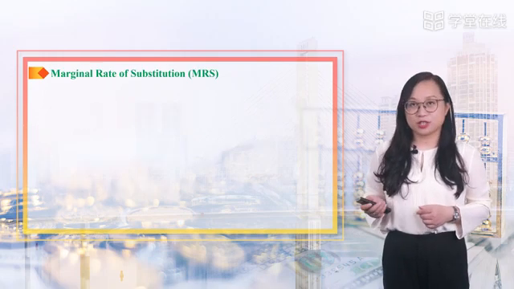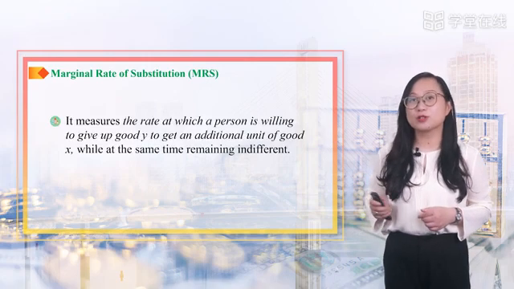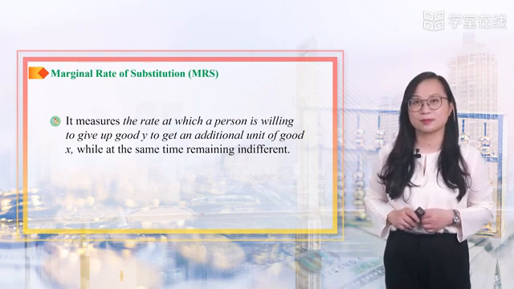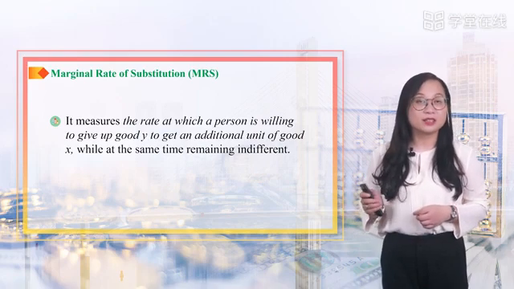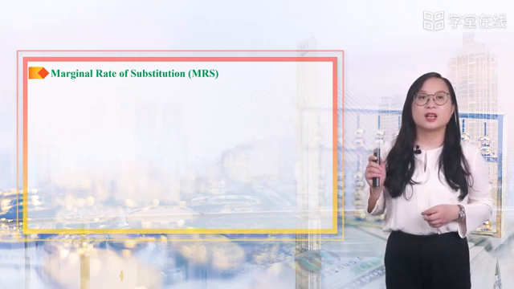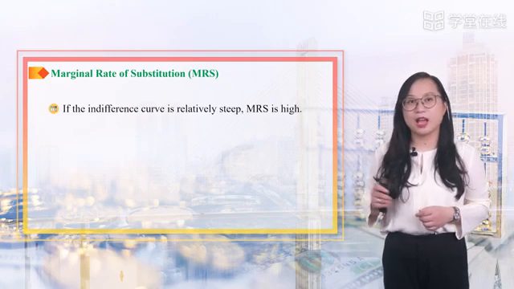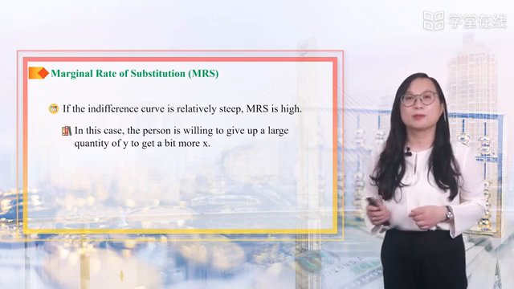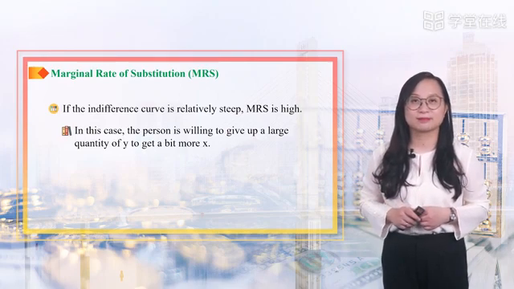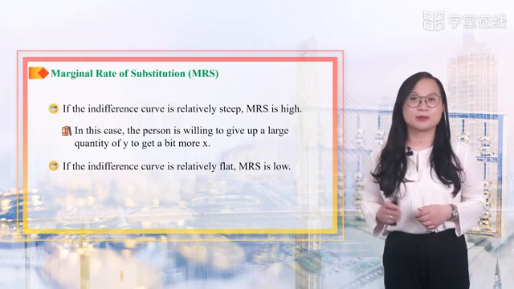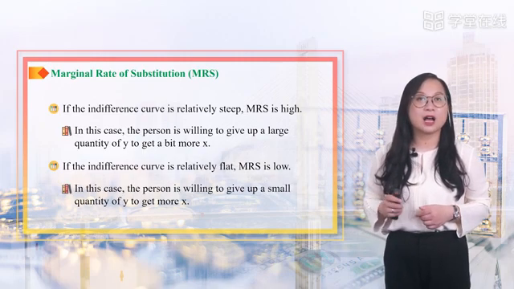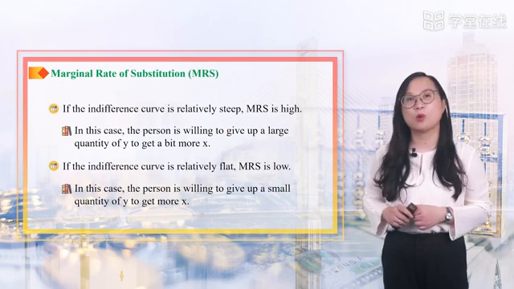The marginal rate of substitution, MRS, measures the rate at which a person is willing to give up good Y to get an additional unit of good X, while at the same time remaining indifferent. That's remaining on the same indifference curve. If the indifference curve is relatively steep, MRS is high. In this case, the person is willing to give up a larger quantity of Y to get a bit more X. Also, if the indifference curve is relatively flat, MRS is low. In this case, the person is willing to give up a small quantity of Y to get more X.